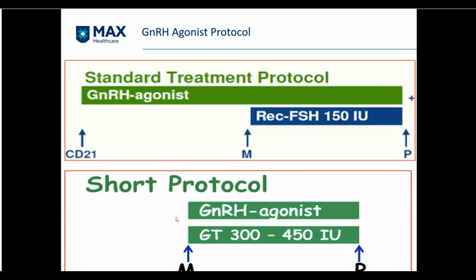In the short protocol, the GnRH agonist is given right from day 1 or day 2 and continued till the day of trigger. Along with it, the gonadotrophins are started, whatever dose we choose to give the patient, and they are also continued till the day before the trigger shot.